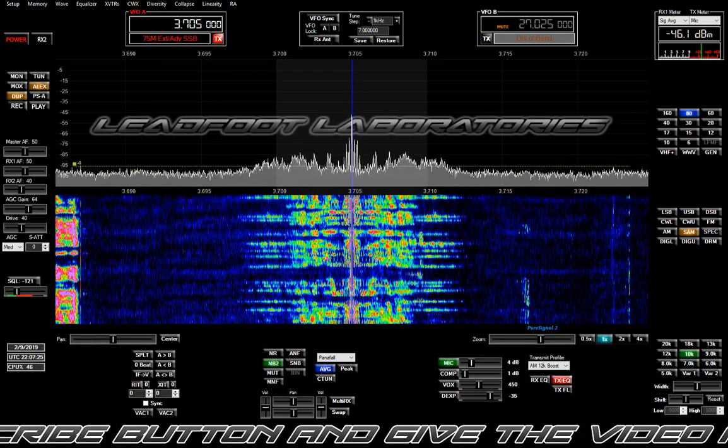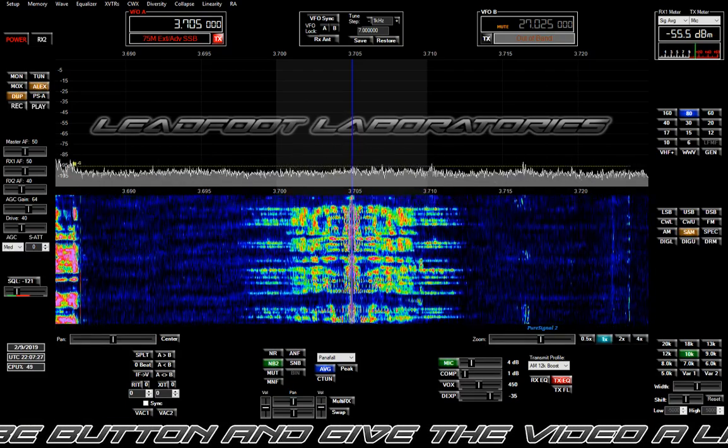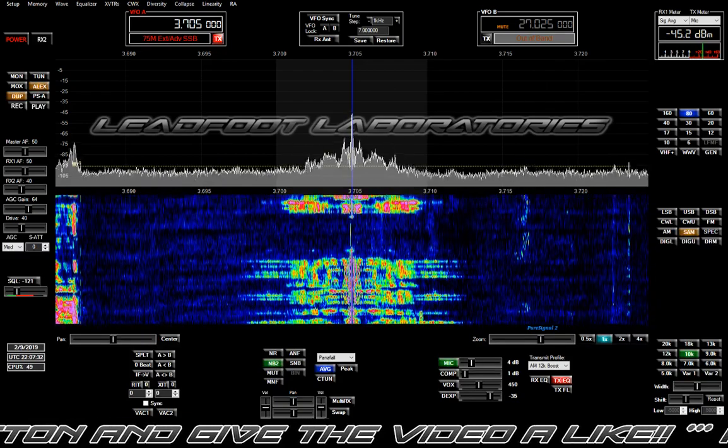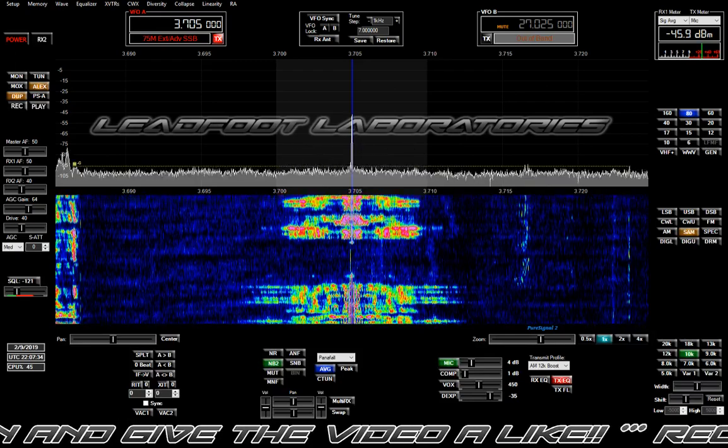W2SDR and the group. This is W2XR. W2XR and the group, W2SDR.